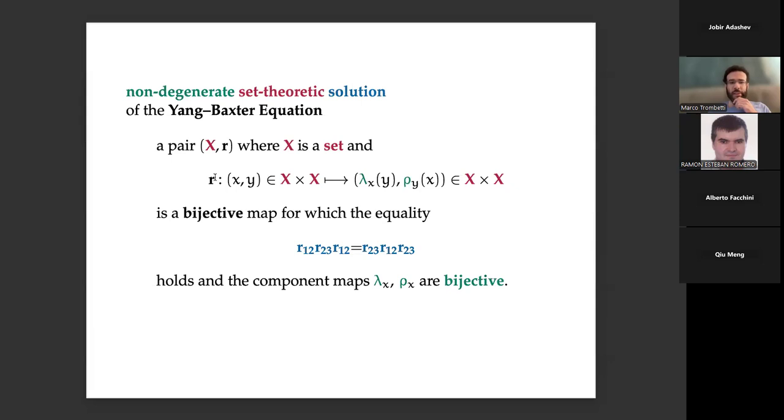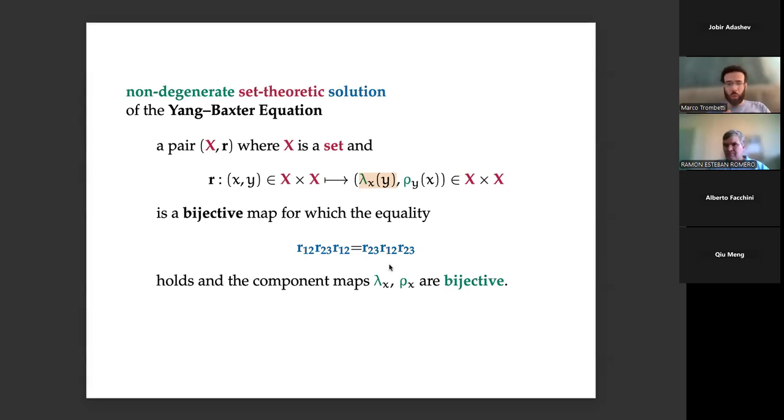We have a set X and we have a function R. The function R goes from X times X to X times X, and the components are written like this. And R should be bijective. This is just the content of a solution of the Yang Baxter equation, and this thing should hold. I will not give details, but R_{1,2} means that this is an equation on X times X times X, so on the Cartesian power X to the third. It should be pretty self-explanatory. And the components here, these maps here, are bijective.